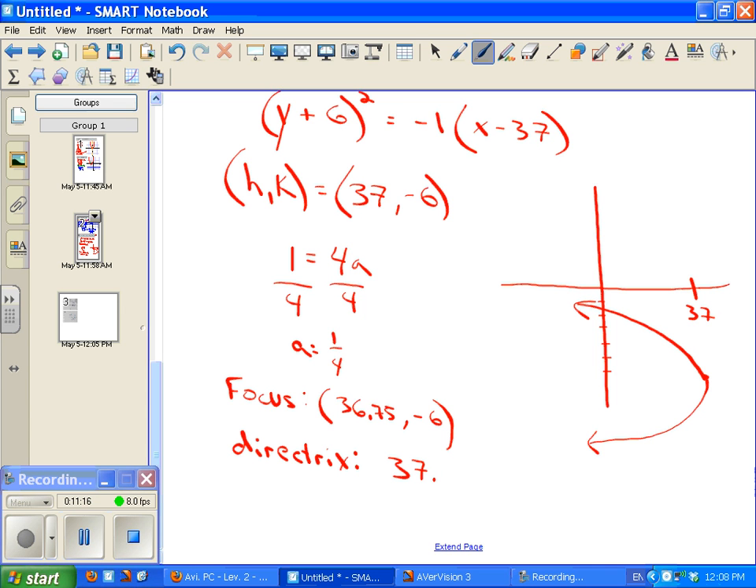Why is it 37.25? Because it's got to be perpendicular, 1/4 of a space to the right of my vertex. This is a left-right kind, so now the directrix has to go up and down. When it's an up and down kind, it equals x, because it's got to cross the x-axis. So there are my three things that I needed to find.